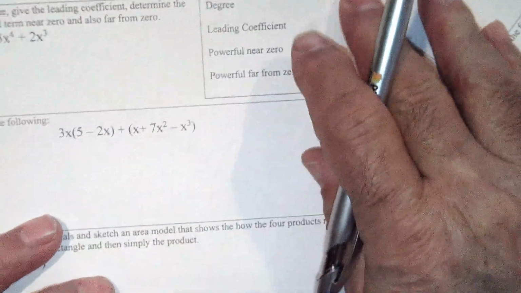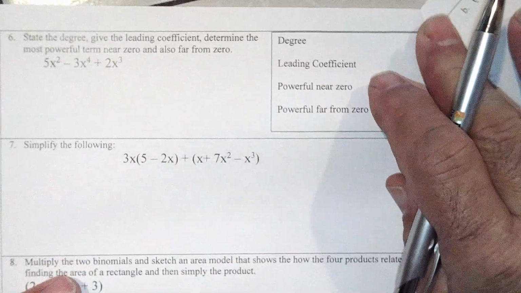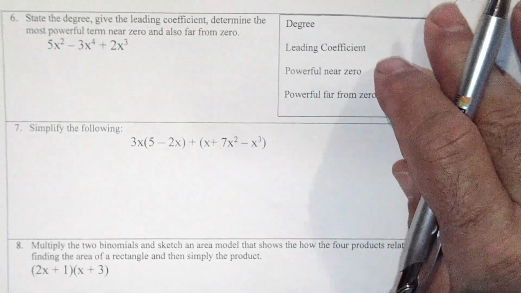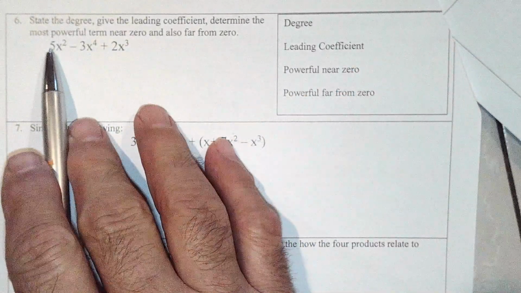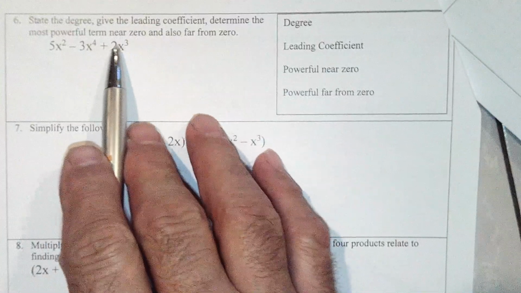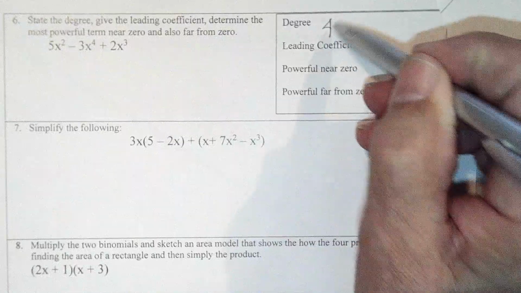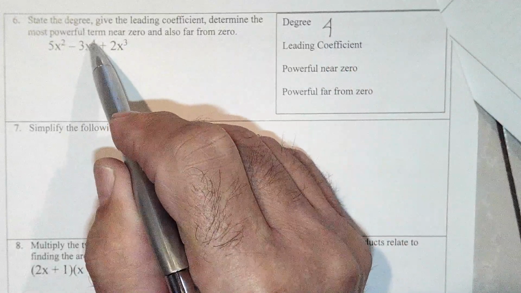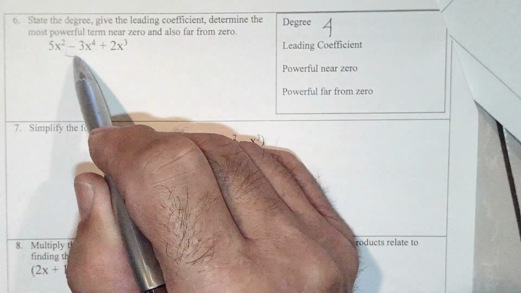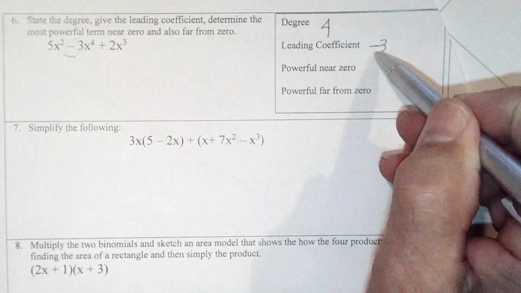Page 2. Okay, first of all, the degree is the term with the highest exponent, that's 4, x to the 4th. So the degree is 4. And how many x to the 4ths do we have? -3, so that's the leading coefficient.